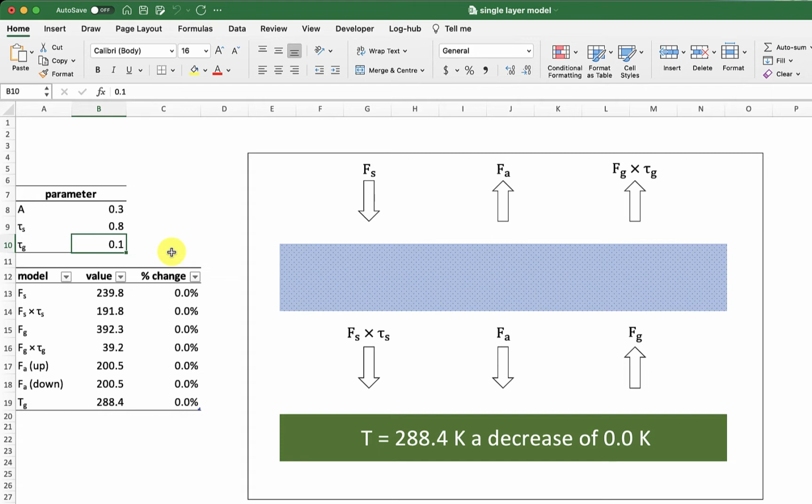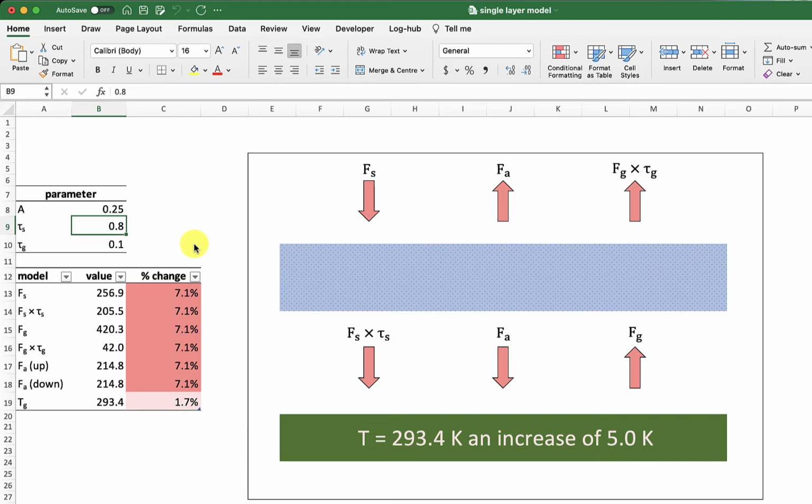If we change the albedo from its default value of 0.3 to say 0.25, what would we be expecting to happen in our single layer model? Well, we would expect more solar radiation to be absorbed by the Earth system and for the Earth therefore to heat up. So let's do that. You can see that indeed the temperature does increase and increases by about 5 Kelvin.